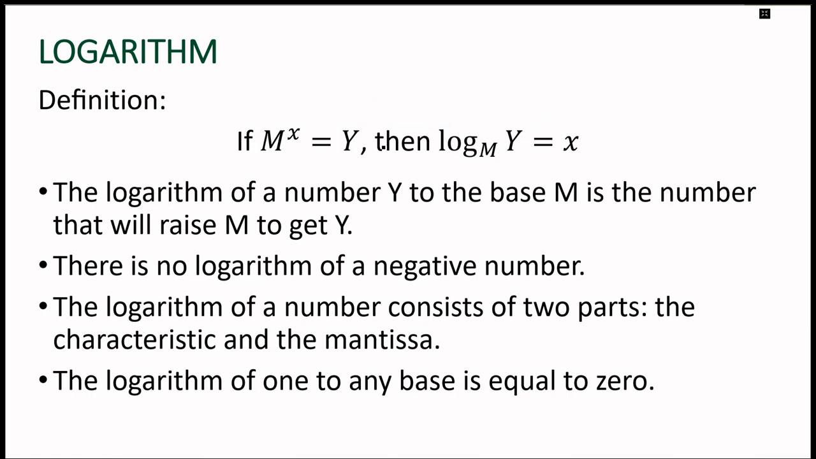Okay, so there's no logarithm of a negative number. So if you have a negative number, it will give you an error. The logarithm of a number consists of two parts, the characteristic and the mantissa. So the logarithm of 1 to any base is equal to 0. Okay?